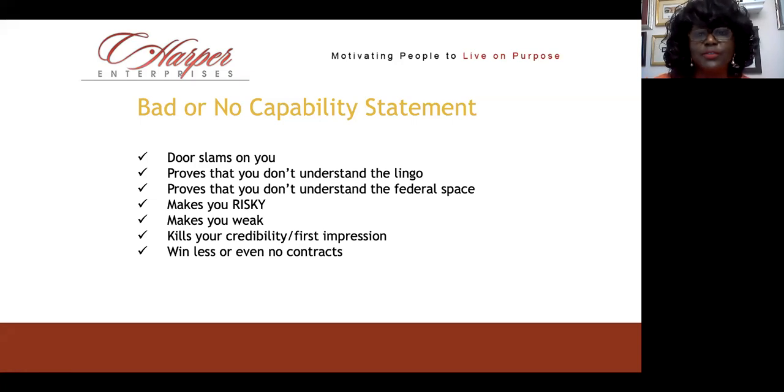So you must have a capability statement versus a brochure or a 10-page marketing packet. All they need is one capability statement from you. Without it, you win fewer or even no contracts. If you don't have it, it's almost impossible to get past go.